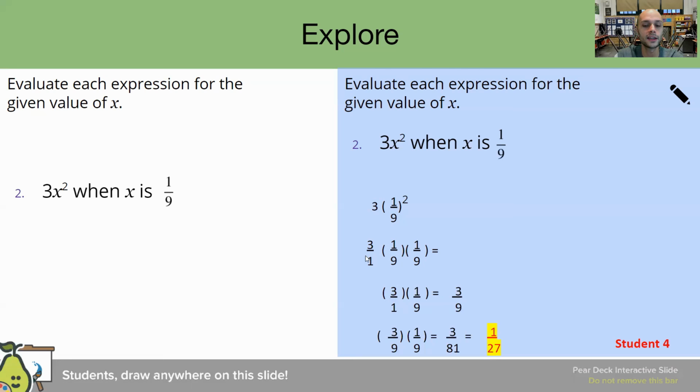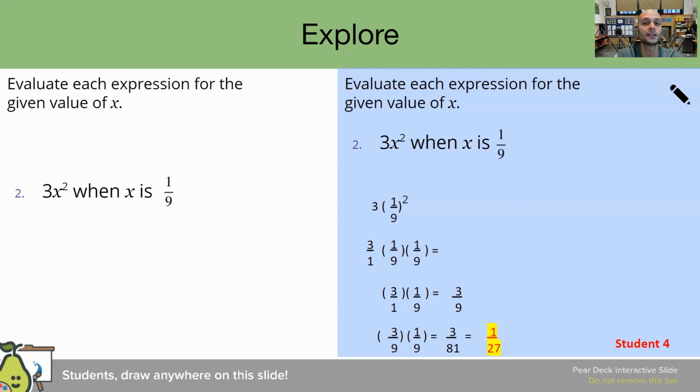So from looking at here, it looks as if they didn't do any multiplication yet. They just converted the exponent into notation that they know how to deal with. So right now we have 3/1 times 1/9 times 1/9. So far looking really good. No mistakes so far. Then parentheses are handled, exponents are handled.